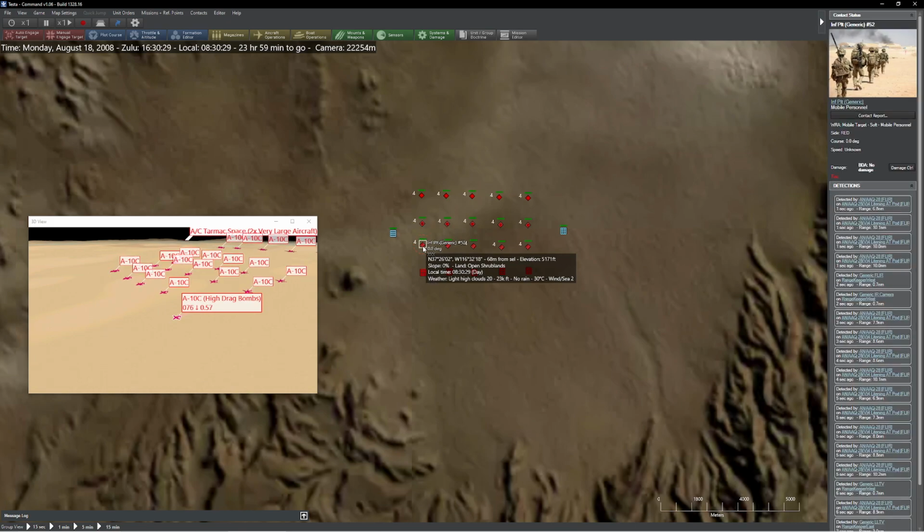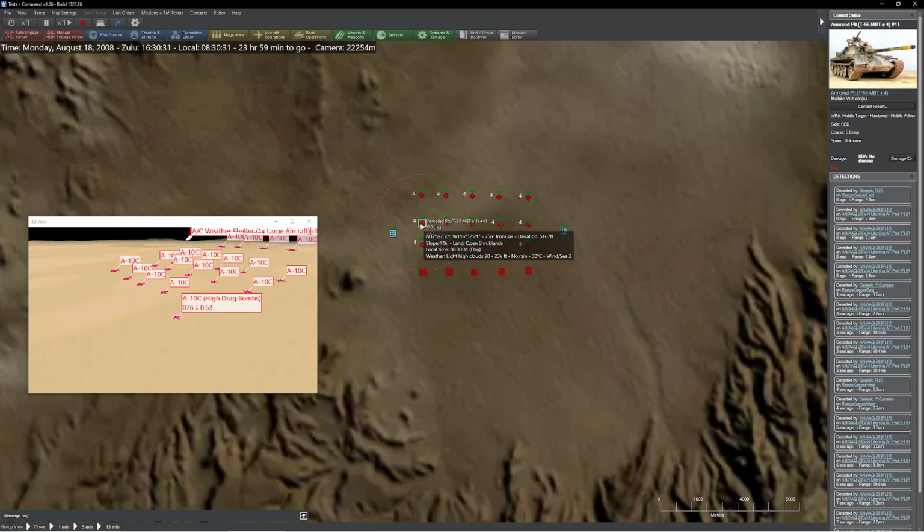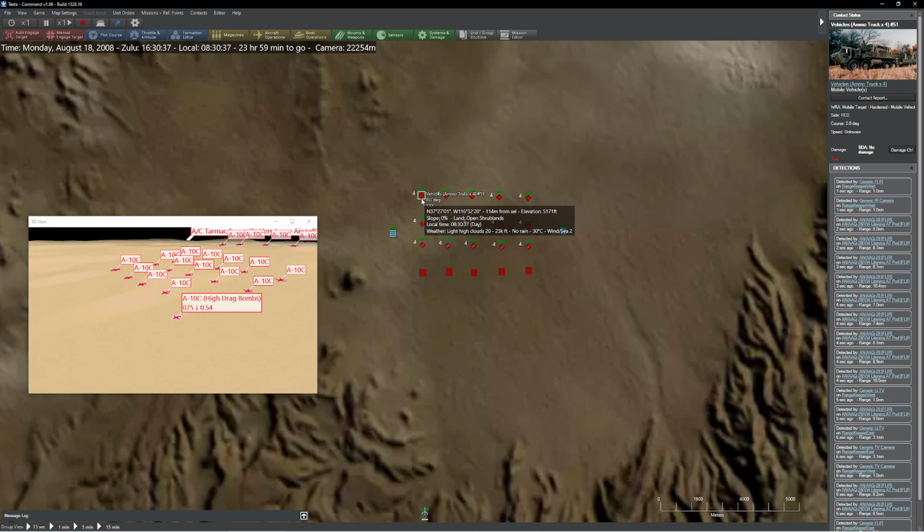The first row is going to be generic infantry. The second row is going to be some tanks. T-55s are not the strongest tanks out there, but for this purpose, I think it'll demonstrate quite nicely. And then, for my last row, a bunch of trucks.